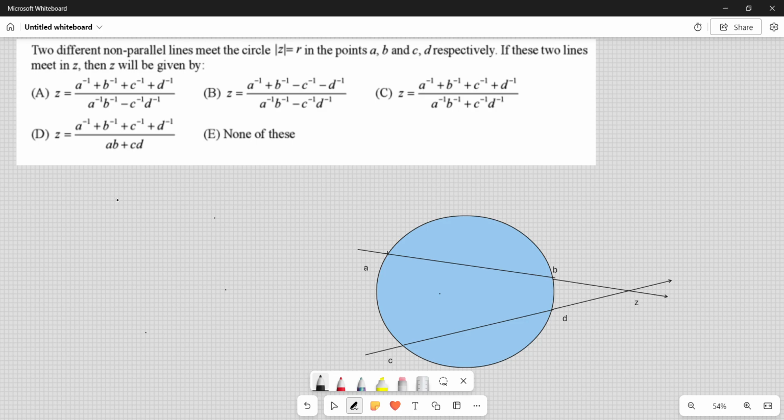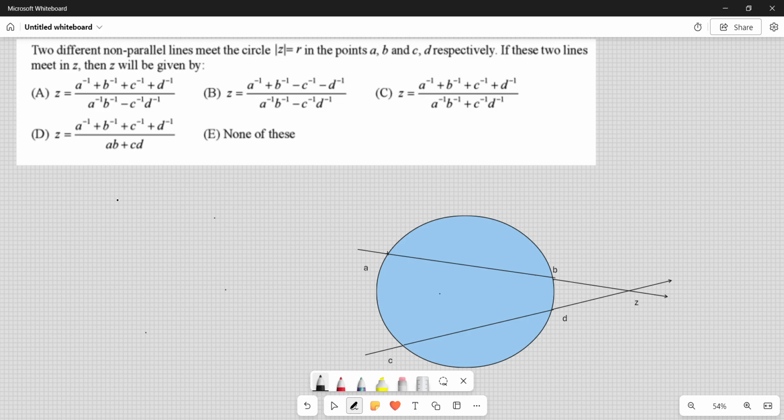Okay, so I have drawn a rough diagram for understanding purpose. As you are seeing, there are two lines and these two lines are non-parallel, and the circle is given as |z| = r and the points are given to us. This is from the topic of complex numbers. So let us start solving this question.